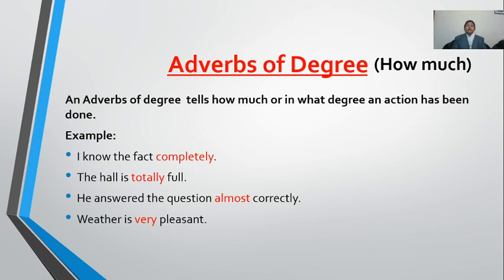Same as the weather is very pleasant. Pleasant is your adjective here. And how much is it? As the question is asked with the words how much, this is adverb of degree only. So how much was it? Very. Very is telling the amount of pleasant. Okay, so whenever you want to know how much or in what degree an action is done, we ask the question with how much, and whatever answer you get, that is your adverb of degree.